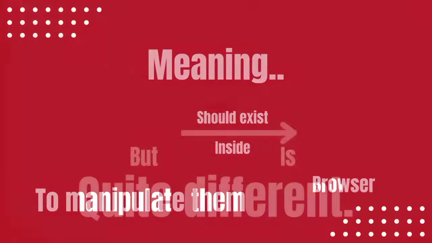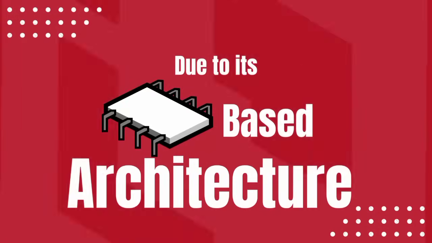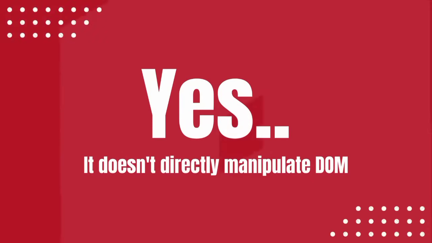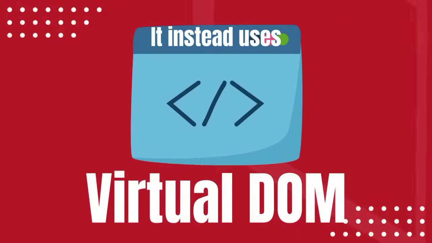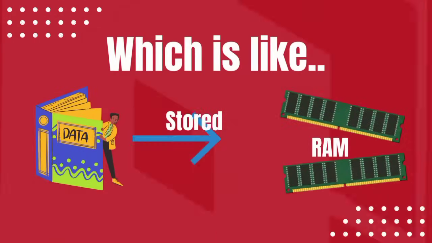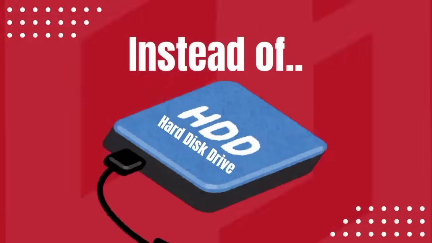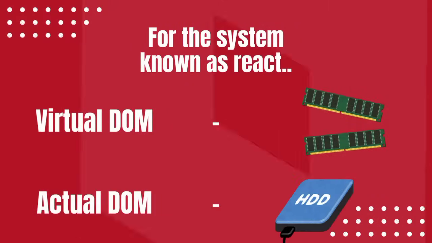In contrast, React's approach to handling the DOM is different, due to its component-based architecture. Yes, React doesn't manipulate the DOM directly but instead uses a virtual DOM. This virtual DOM is a lightweight, in-memory representation of the actual DOM, which is like data stored in the computer's RAM, rather than the hard disk. Yes, you get it. Virtual DOM is the RAM-like part for the system known as React, while the actual DOM is the hard disk-like part for React.